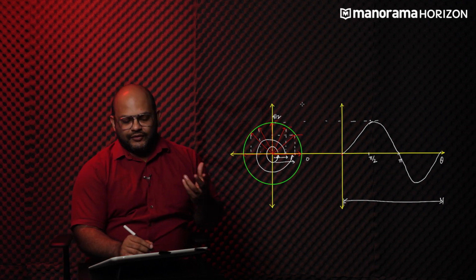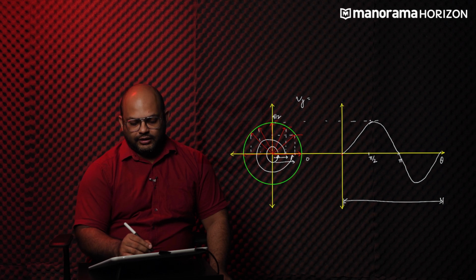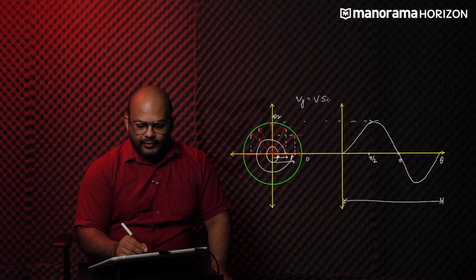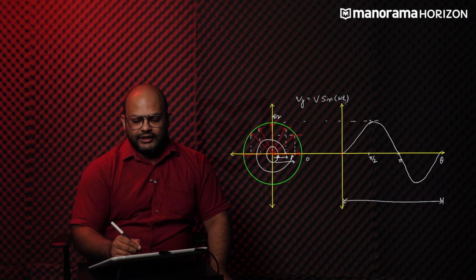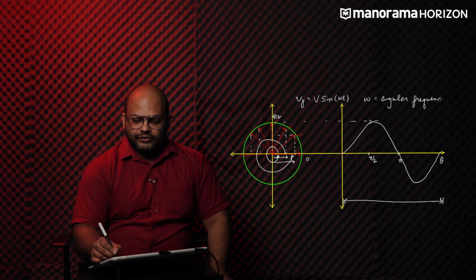So we can say that Vy, the vertical component of this vector, is equal to the magnitude, the maximum value of V, multiplied by sine omega t, where omega is the angular frequency of this signal.